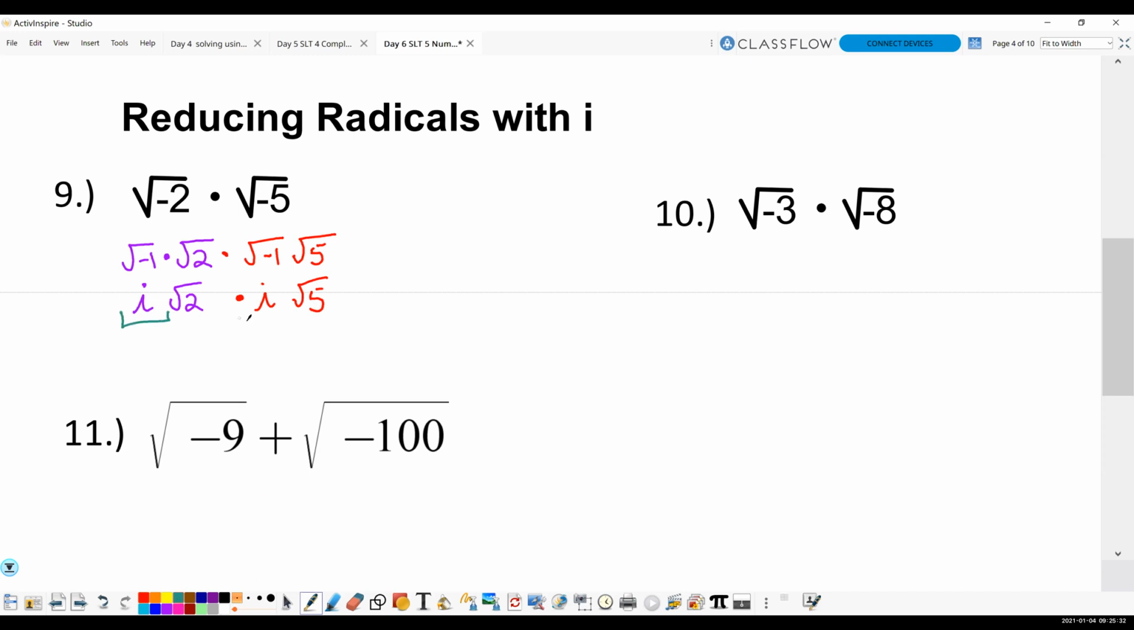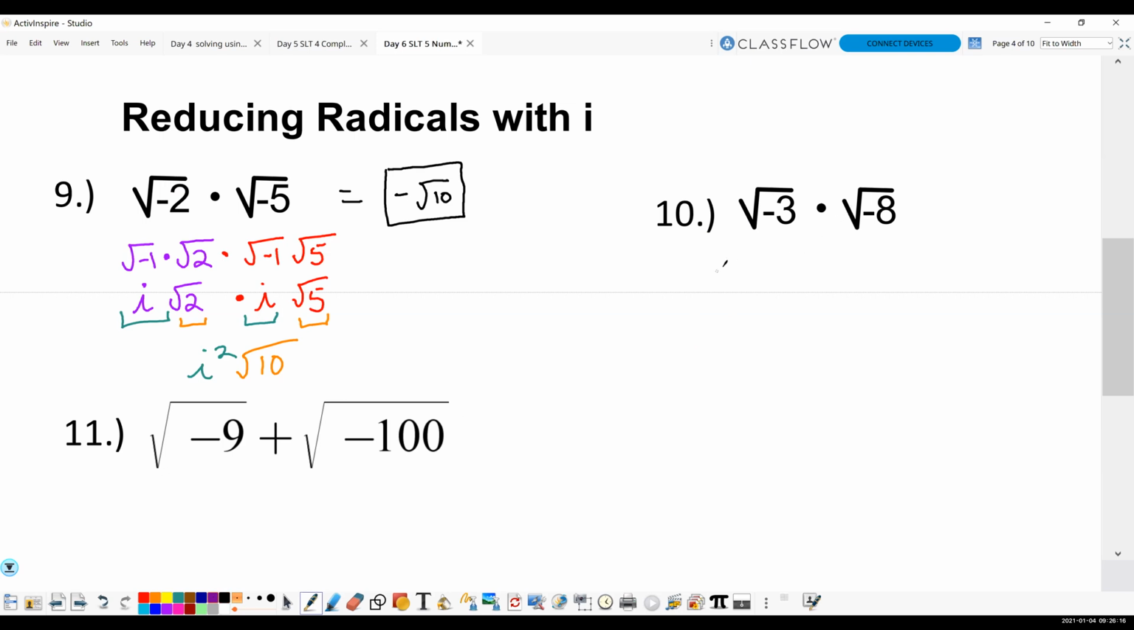Now, I times I becomes I squared. The square root of 2 times the square root of 5 becomes the square root of 10. Now, I squared, I know is -1, so my final answer is going to be -1 root 10, or just -root 10. This negative outside shows that my two original radicands were negative. So why don't you go ahead and pause the video and try number 10.